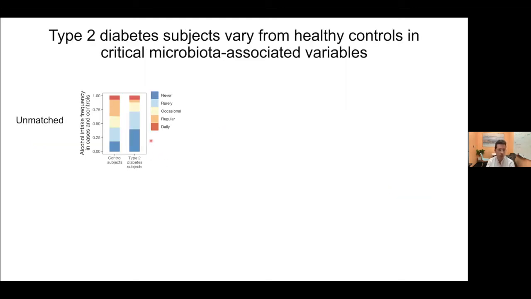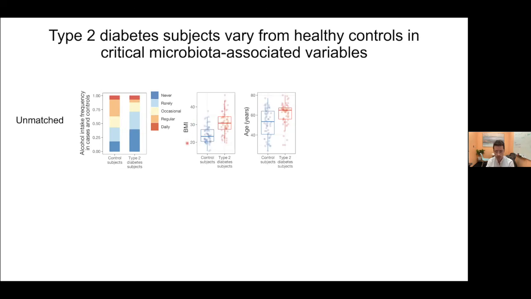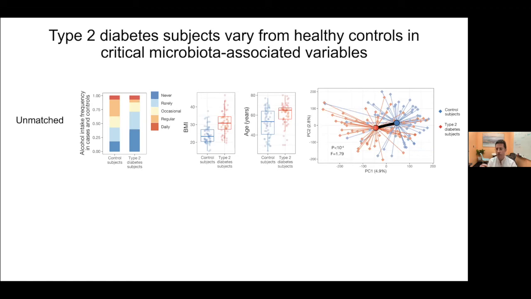And what we found was that when we take our diabetic subjects in the American Gut Project and randomly select healthy non-diabetic controls from the same cohort, the controls and diabetics differed substantially in their distribution of alcohol intake frequency. And the same was true for BMI and age. Diabetics tended to have higher BMI and to be older. And accordingly, we saw very strong differences in the gut microbiota profiles between diabetics and control subjects, with the centroids indicating the group microbiota profiles, and they segregated quite robustly.